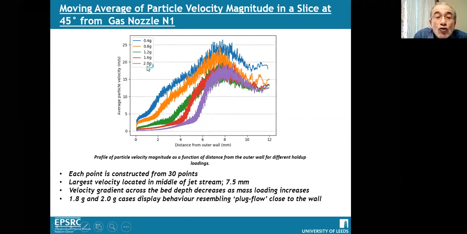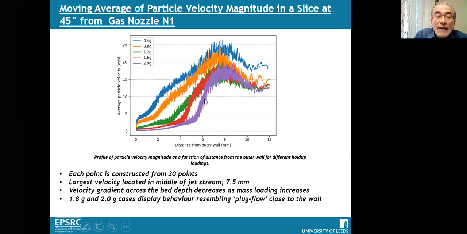Interestingly, for 2 gram holdup, you see that there's a very shallow profile here, and that implies that for large holdups, the moving bed actually is moving as a plug, is not being sheared much. But from about 5 millimeters from the wall up to this maximum, that is where you have the velocity gradient. So that is where the bed is being sheared, and that's where you would get particle breakage.